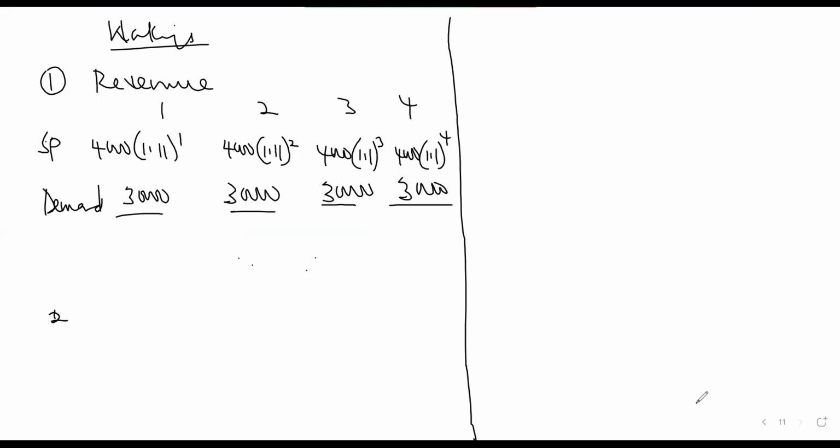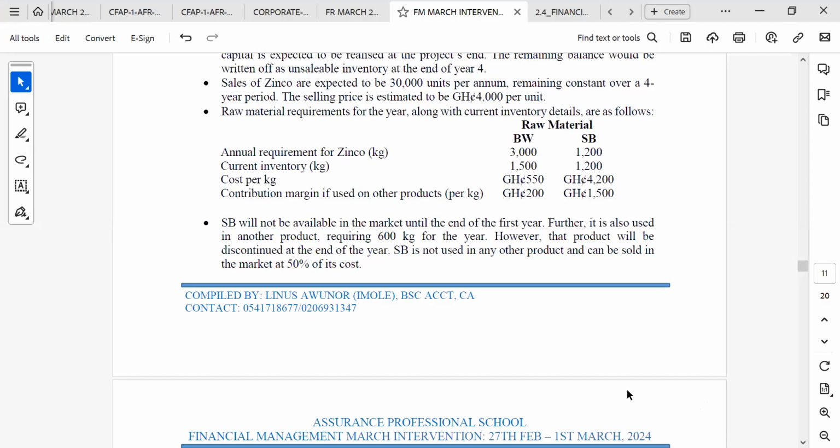The second one will be the cost, the variable cost. Okay, the variable cost, you look at the cost price for each year, and let's look at what they are talking about there. Okay, so the variable cost, we'll be doing it for labor and those.